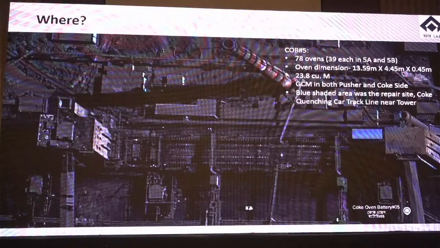the quenching car track line that we needed to repair, and also the quenching tower of battery number 5. And beyond that, not in this picture, is the rebuilding site of our COB4. And just beyond the quenching tower, the track line doesn't exist, and when battery number 4 comes up, it will be joined.